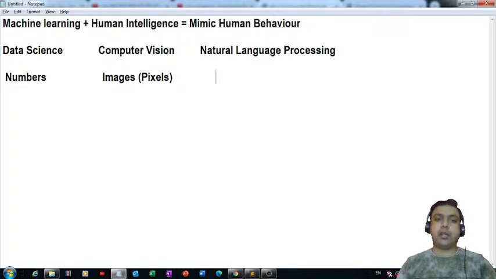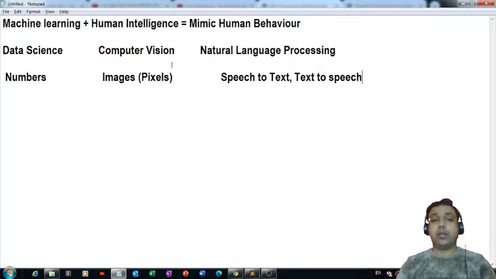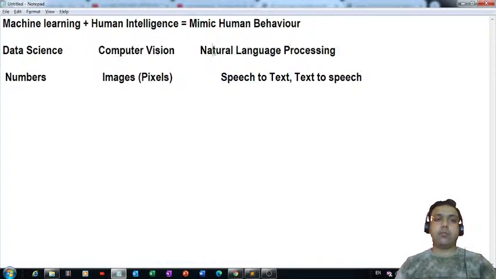If you have data in the form of speech and you want to convert it into text, or you have the data in the form of text and you want to convert it into the form of speech, how will you do it? You can make use of NLP techniques. The full form of NLP is natural language processing. So that is how you can divide AI. You can classify AI into three broad domains, and these are the names of those three broad domains.